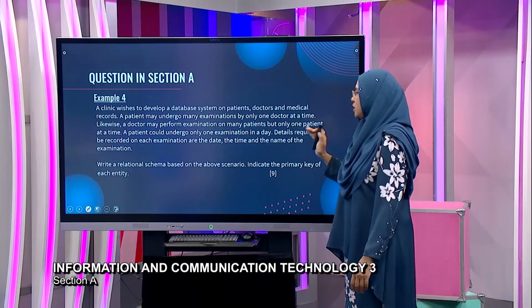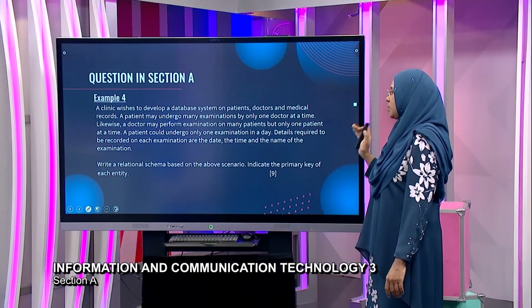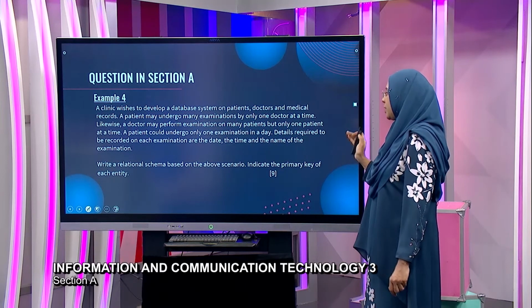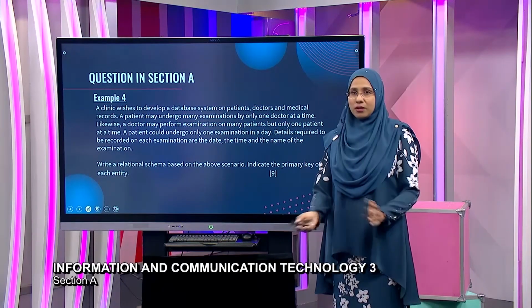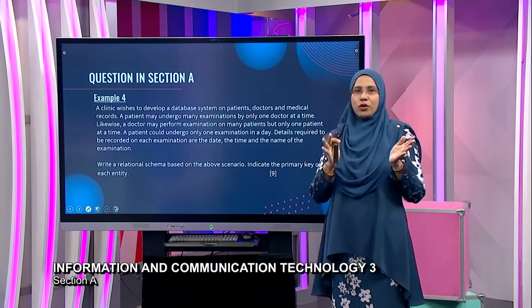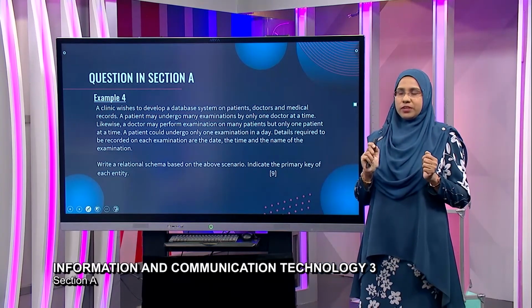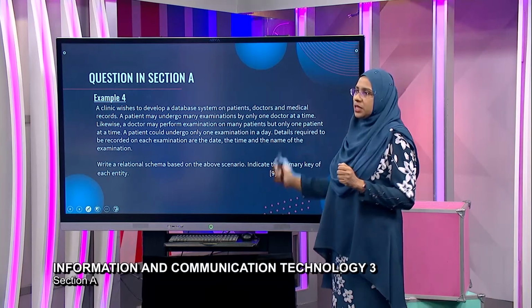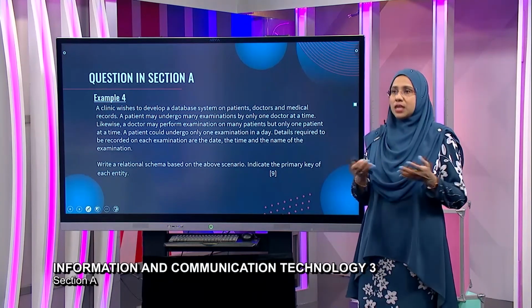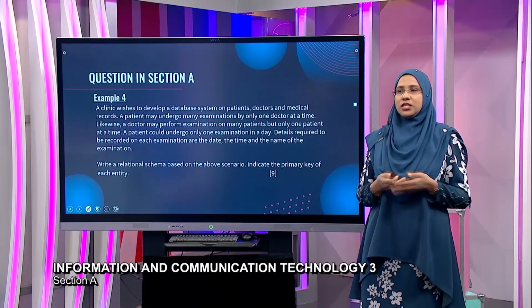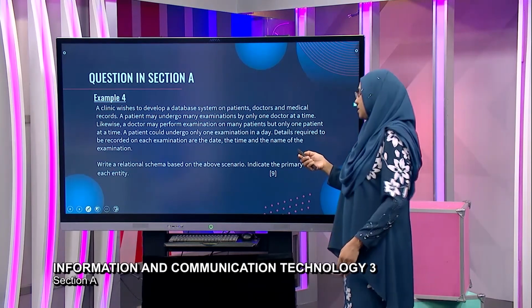Write a relational schema based on the above scenario. Indicate the primary key of each entity. Marks given: 9. A lot. So before you write, you look at the question first. Sometimes it is the same scenario, different question. So now the question is asking for a relational schema. If you do not know what a relational schema is, then you cannot answer this.